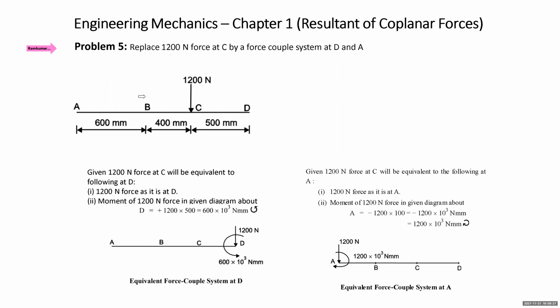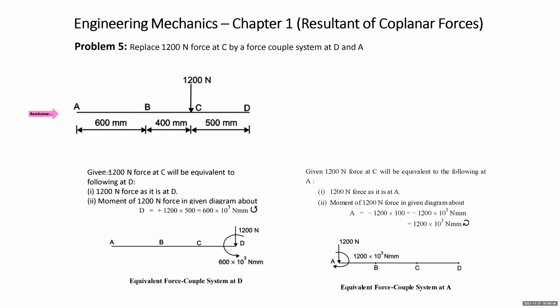We had understood this in the theory. Now we have a bar. Just see that this is a bar. It is of length 600 plus, or 1.5 meter, 1500 mm in length. A 1200 Newton force is applied on it at point C, vertically down. He is asking you to find the equivalence at D and A.